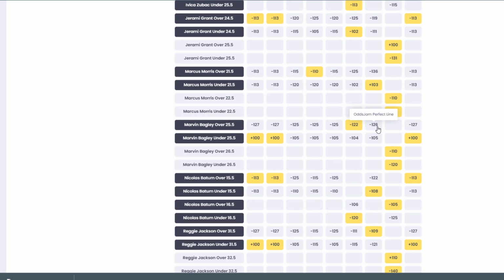So I love the Bagley play. I've actually put a bet on it already. I put a unit on it for the over 25.5. And again, there's not a ton here. There's only 4 cents on the dollar at FanDuel from the perfect line, but it's something I love. If he stays out of foul trouble, he's absolutely going to crush this number.